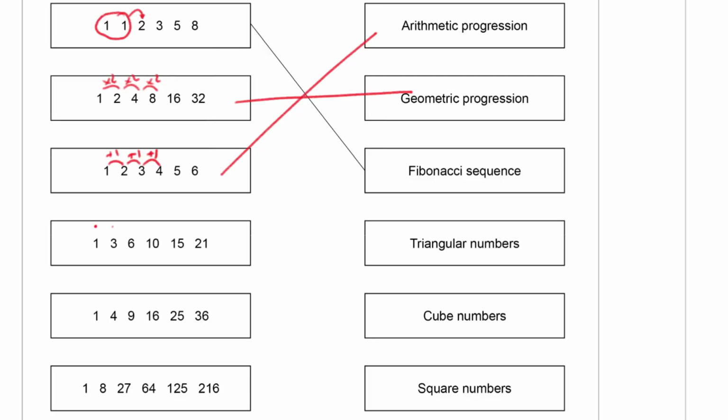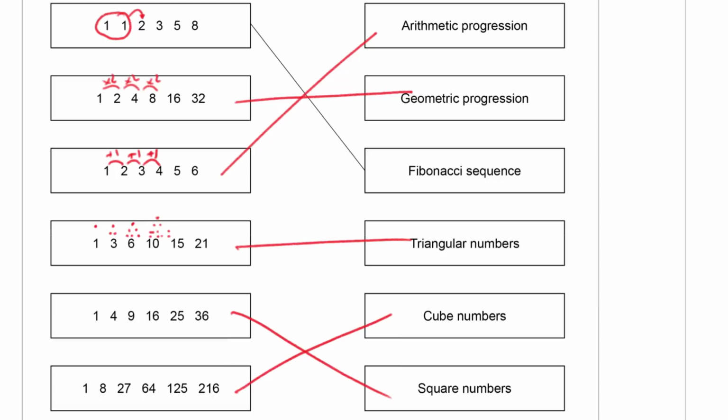Now, if you drew those as a sequence of dots, I think you can probably see that these are the triangle numbers. It's that one there. 1, 4, 9, 16, 25, 36. I hope you can recognize that as the square numbers, and that leaves me with the cube numbers 1, 8, 27, 64, 125, 216. Yep, that all looks good.